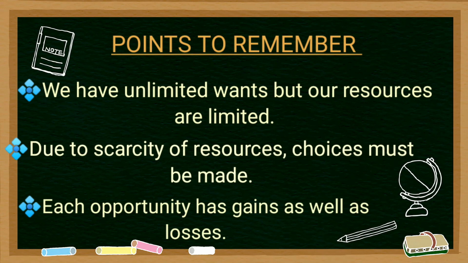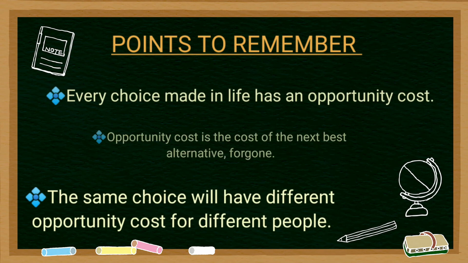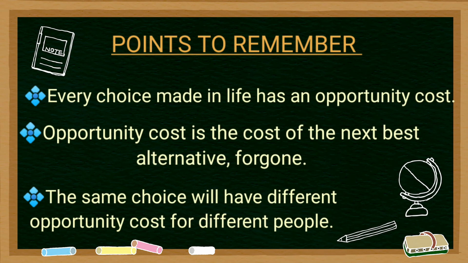Points to remember. We have unlimited wants, but our resources are limited. Due to scarcity of resources, choices must be made. Every opportunity has gains as well as losses. Every choice made in life has an opportunity cost. Opportunity cost is the cost of the next best alternative foregone. The same choice will have different opportunity costs for different people.